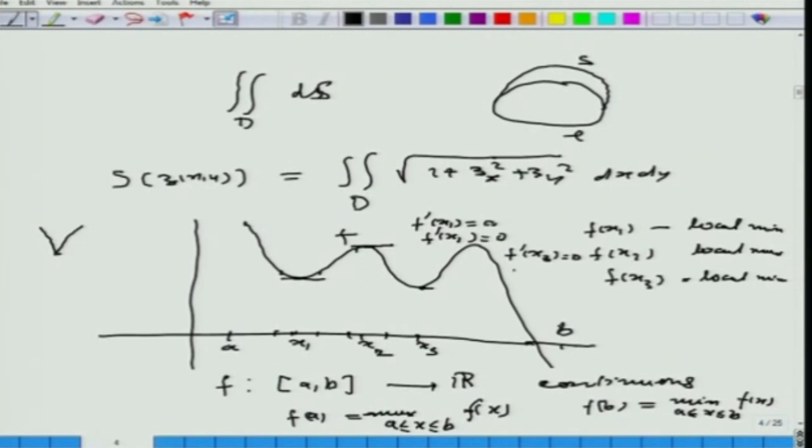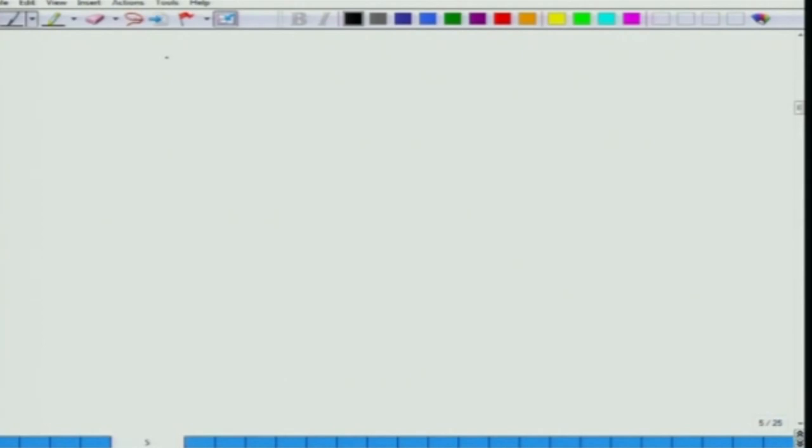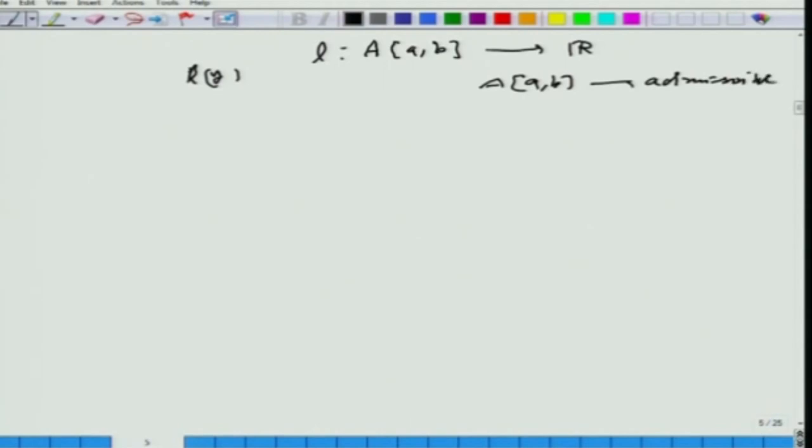So, given a functional like this, for example L of y, where L is a function from the function space, we call it the admissible function class, on the interval a to b, into R. Here A is called the admissible class of functions.